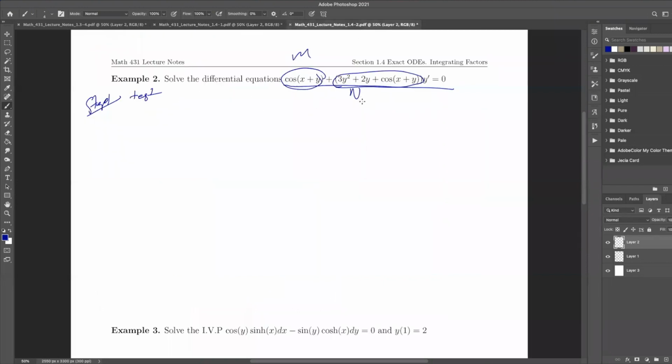All right, so what do I do? I take the derivative of m with respect to y. Okay, so let's do that. Here, I just get minus sine of x plus y.